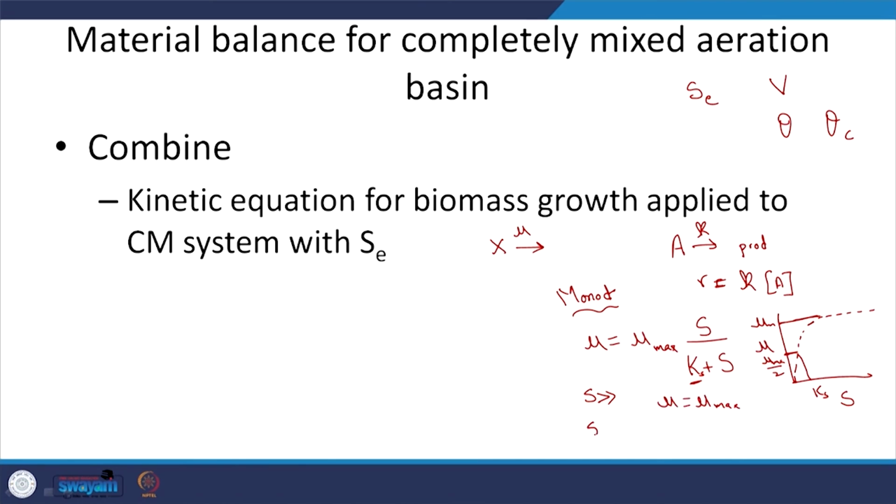And if S is far less than Ks, what is it that it will turn out to be? Mu is equal to mu max into S by Ks. Why is this relevant? We will just look at that.